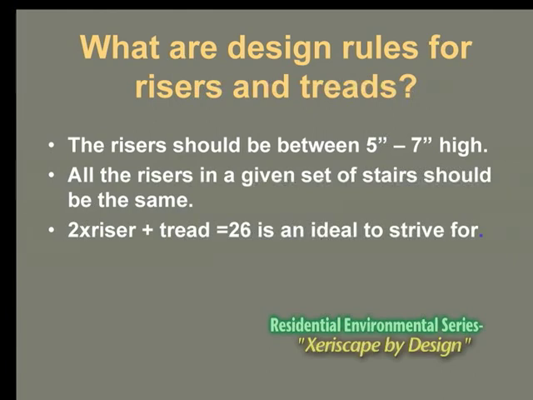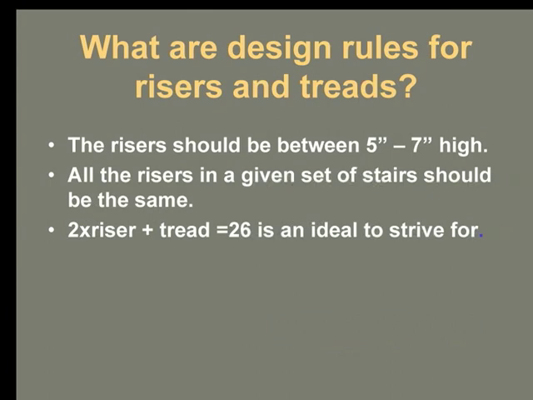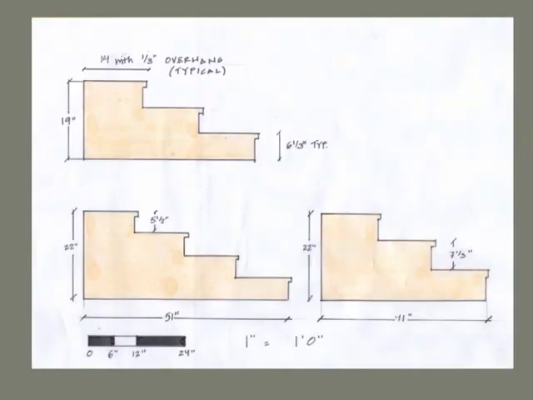All the risers in a given set of stairs should be the same. That means if you start with 5, they're all going to be 5. You don't have 5, then 6, then 7. Not okay. 2 times riser plus tread equals 26. So the riser, okay, I'm not very good at math, doing it in my head, but if the risers are 6 inches, then the tread is ideally 13. Wait, no, 14. See, I told you I was bad at math. That is an ideal riser-tread ratio.